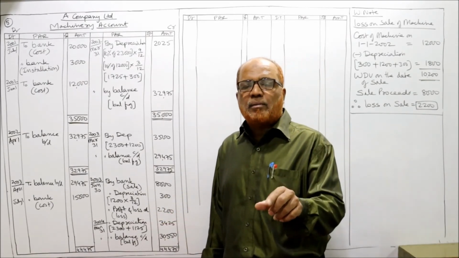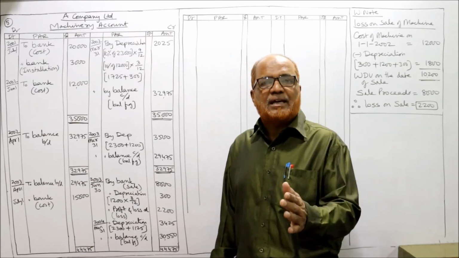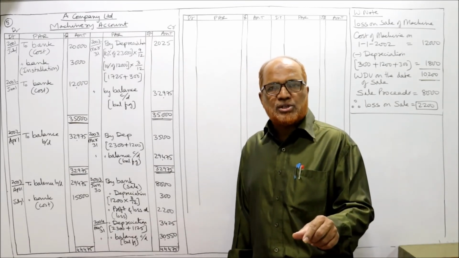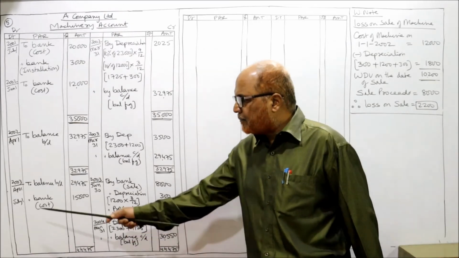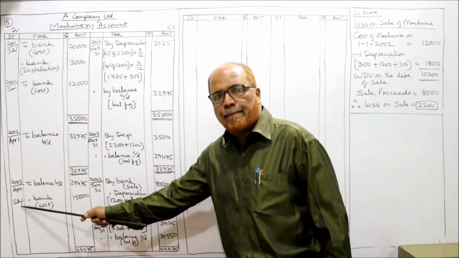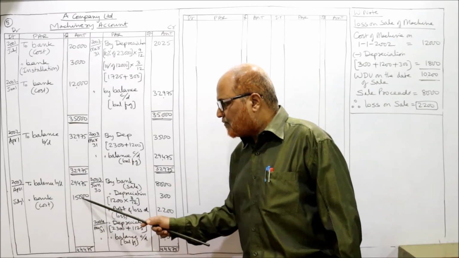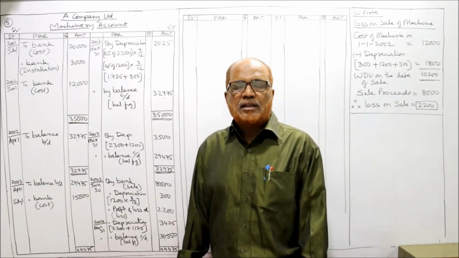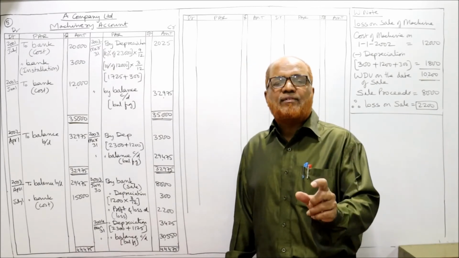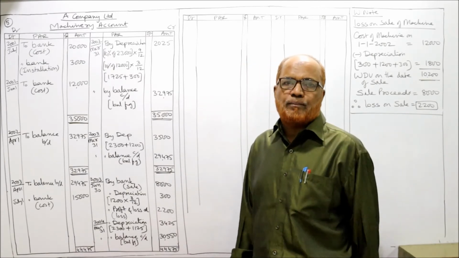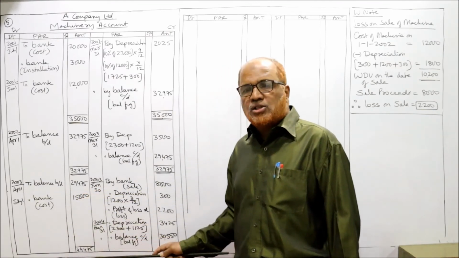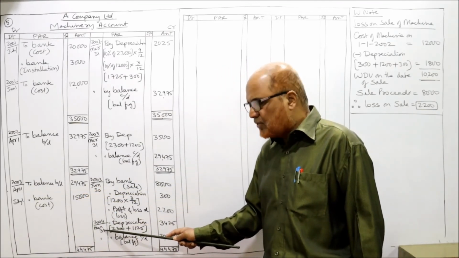And it is given in the problem, 1st July 2003, a new machine is purchased. So machinery account debtor to bank. 1st July 2003, to bank, cost 15,000. That's all. Now we have to close the year. The year will be closed on 31st March 2004, because we started on 1st April 2003. The year ends on 31st March 2004.